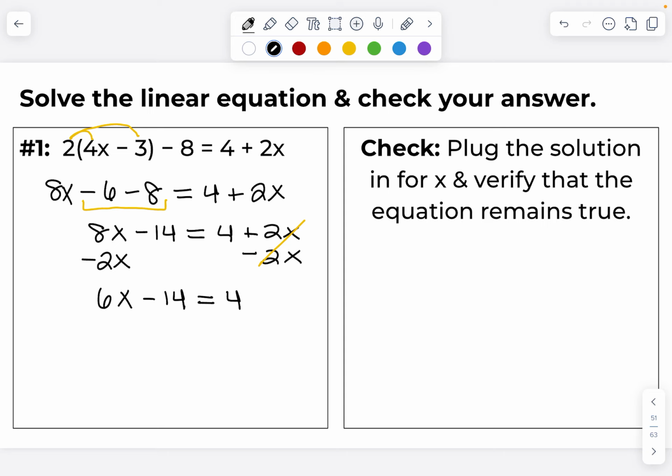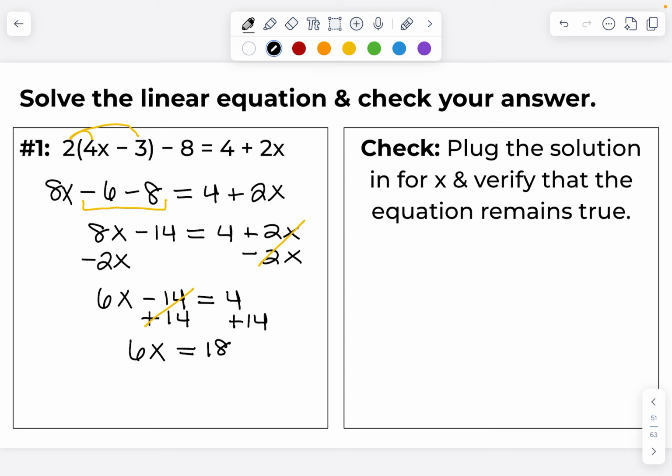Now I'm going to think about moving my number to the other side. Again, to move something to the other side of the equals, we do the opposite. So the opposite of a minus 14 is adding 14. Negative 14 plus 14 goes away to 0. So I'm left with 6x equals 4 plus 14, which gives me 18. Now I'm ready to solve for x. So 6x equals 18.